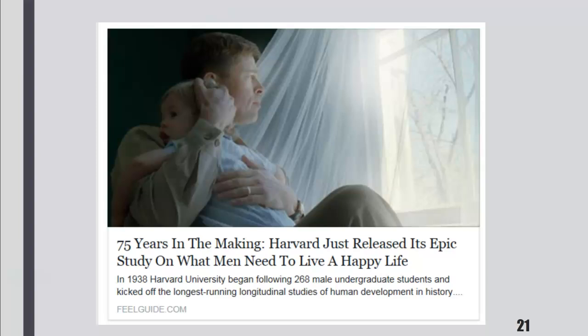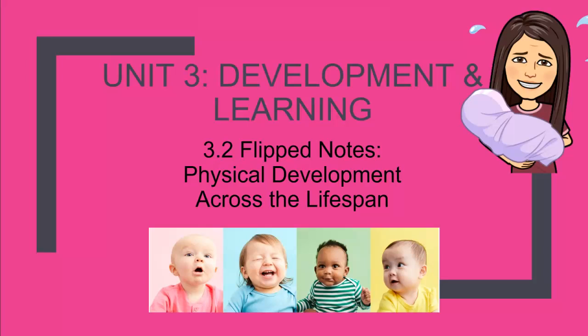We talked about the Harvard Happiness Study, which was over 75 years in the making. That's one of the examples of one of the longest longitudinal studies.